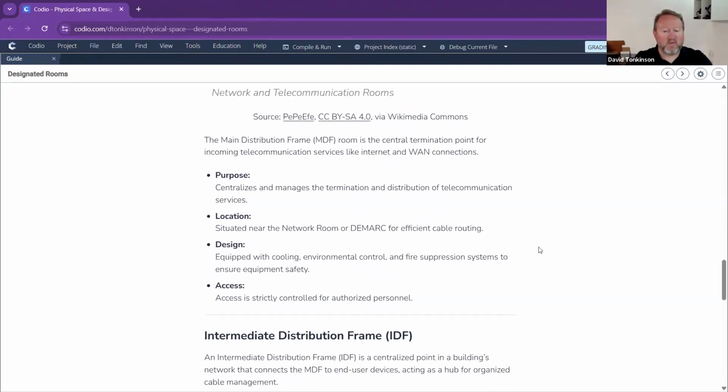So the big difference with the main distribution framework is that it tends to be a central termination point for all incoming telephone communication. Telecoms, that means your ISP lines as well, and WANs, and it tends to be pulled into a separate location. It's normally situated near the demarcation room, for obvious reasons, because that's where the ISP stuff comes in, then hits the main distribution framework, and then is routed off to the intermediate distribution frameworks. So you kind of have your little spider's web coming out.